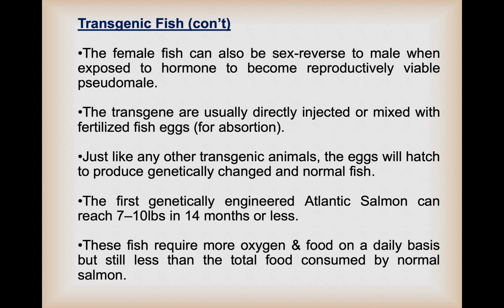So the transgene is usually directly injected or mixed with fertilized fish eggs by absorption. Just like any other transgenic animal, of course, the eggs will hatch to produce genetically changed and normal fish. The first genetically engineered Atlantic salmon can reach around 7 to 10 pounds in 40 months or less, so it's roughly less than 5 kilos. These fish usually require more oxygen and food on a daily basis, but still less than the total food consumed by normal salmon. Those are the observations that have been done.